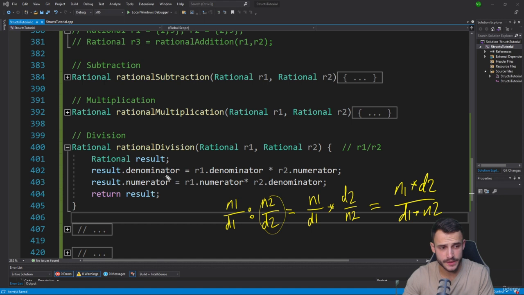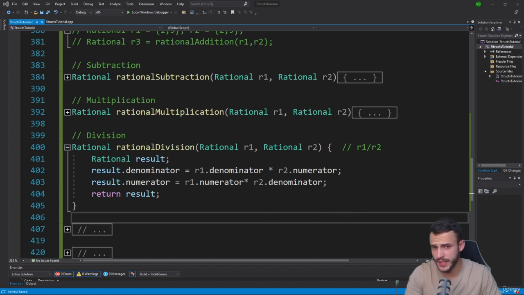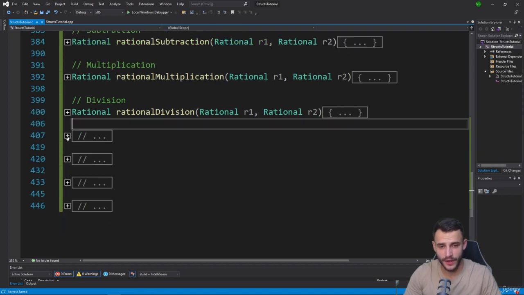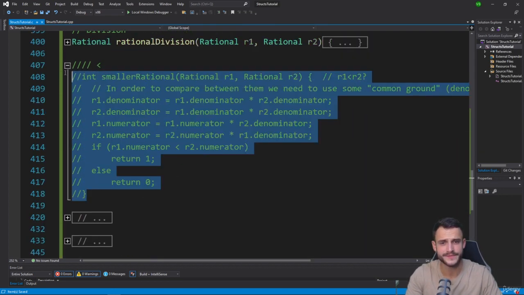So the denominator is going to be d1, denominator 1, multiplied by numerator 2. And the numerator of the result is going to be numerator 1, multiplied by denominator 2. Okay, very, very simple. We could also take advantage of rational multiplication by simply flipping the second one and then calling the rational multiplication between the flipped one and r1, but let's keep it simple. That's also an option. I'm not saying no, but for now, that's the way we solve it. Let's move on. We have a little bit left.